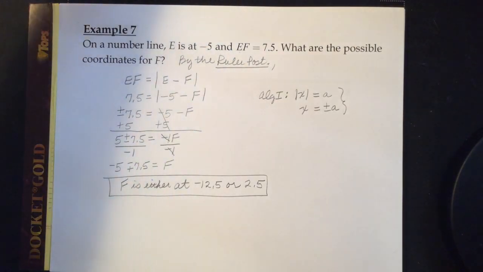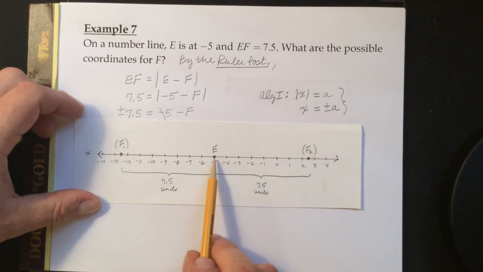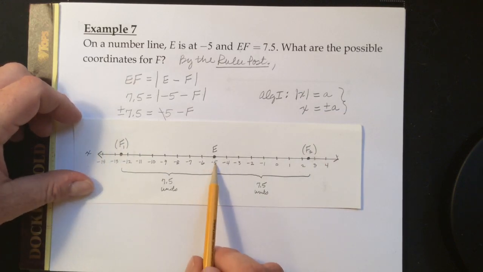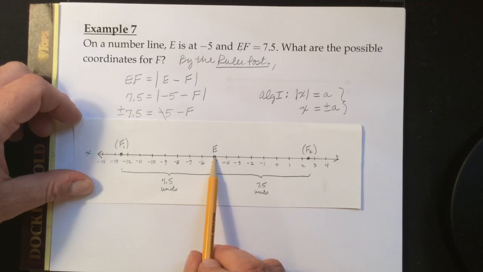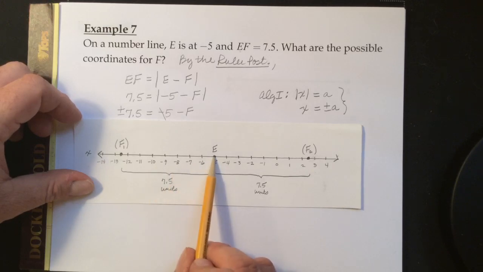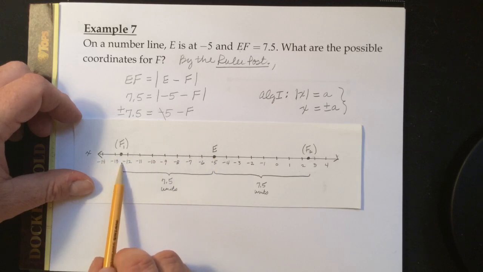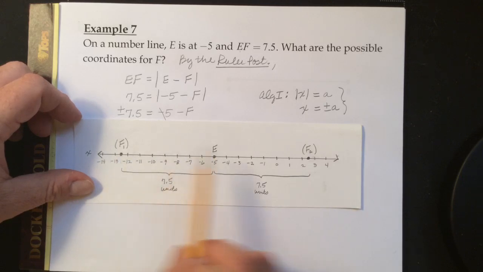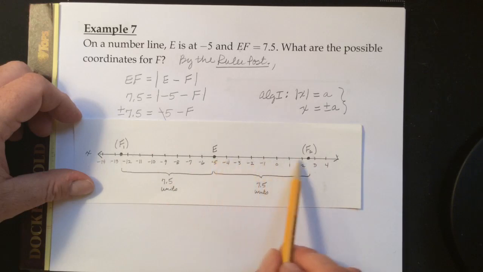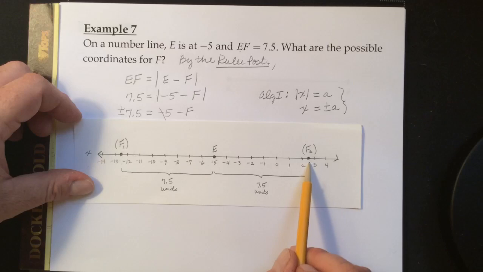Here is a number line, a visual completed using this work here. Here's point E, one of the endpoints, and there are two possible other endpoints for F, but they both have to be 7.5 units away from E. So it could have been that F was over here to the left, 7.5 units, at -12.5, or it could have been that F was over on the right of point E, 7.5 units, at 2.5.